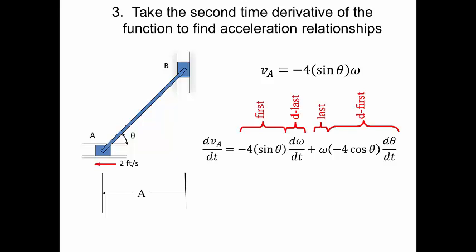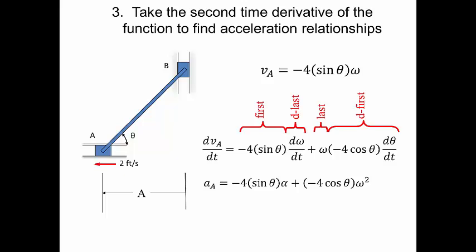Again, we can simplify this function knowing that the derivative of the velocity with respect to time is the acceleration, and the derivative of the angular velocity with respect to time is the angular acceleration, and the derivative of our angle with respect to time is our angular velocity. So we end up with the acceleration of A being equal to minus 4 sine of theta times alpha, our angular acceleration, plus minus 4 cosine of theta times omega squared, our angular velocity.